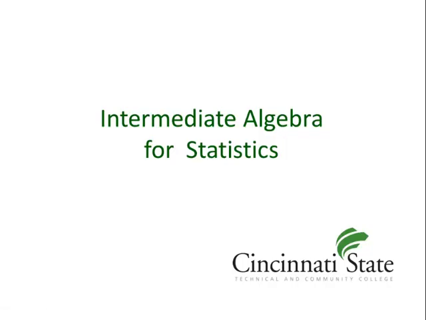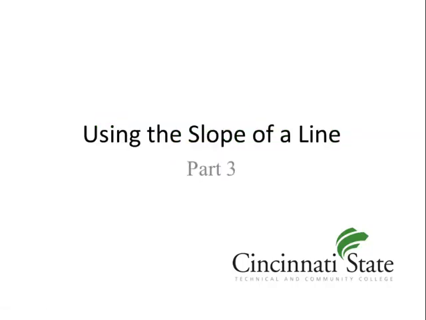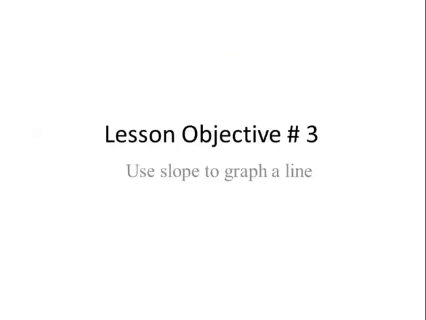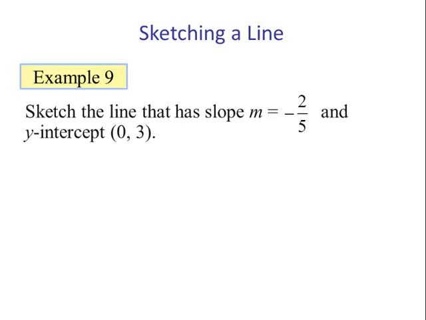Intermediate Algebra for Statistics, using the slope of the line, Part 3. Lesson objectives: use the slope to graph a line. Write a linear equation from a given graph. We'll begin with an example.